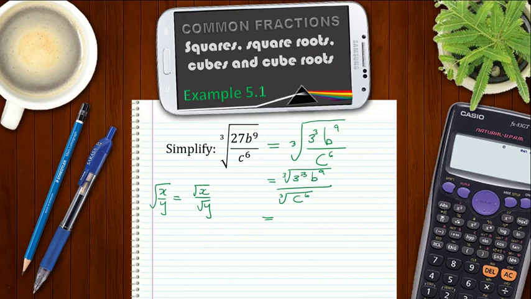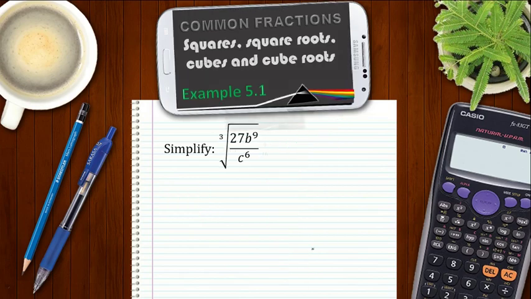Now let's divide everything by 3. This step you don't have to put in, but I'm going to put it in just to show you what happens. So that's 9 divided by 3, and then c to the power of 6 divided by 3. So to simplify that, we simply have 3b, 9 divided by 3 is 3 over c squared.